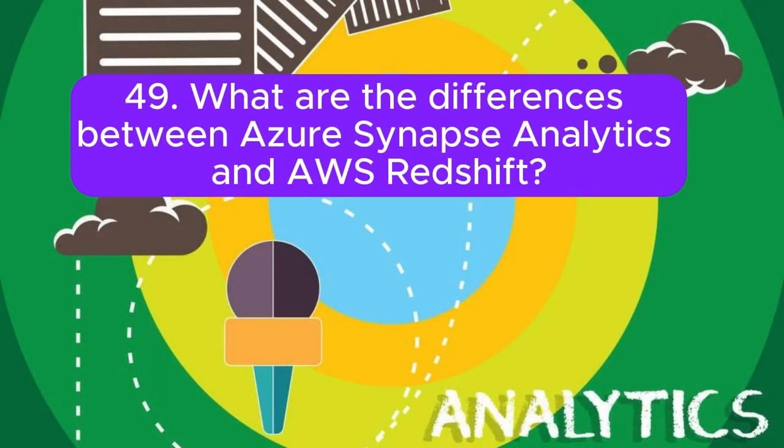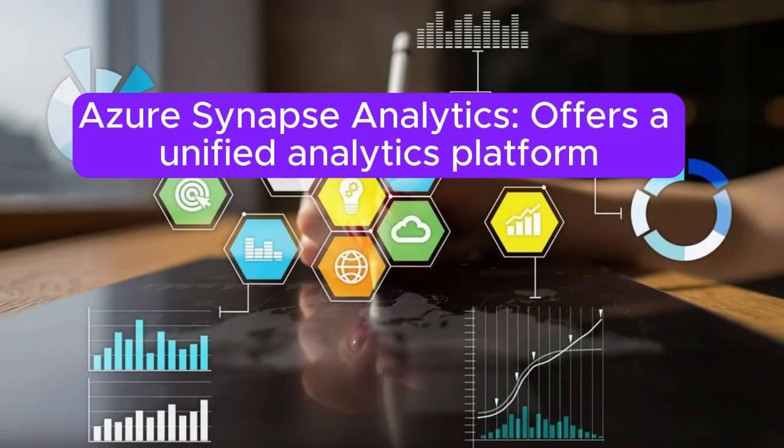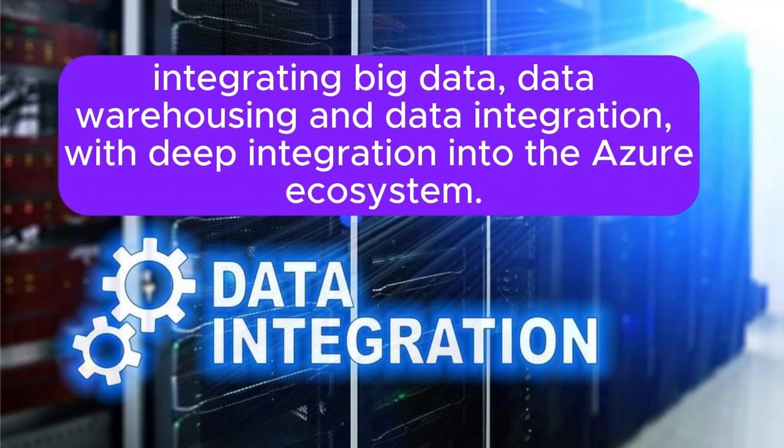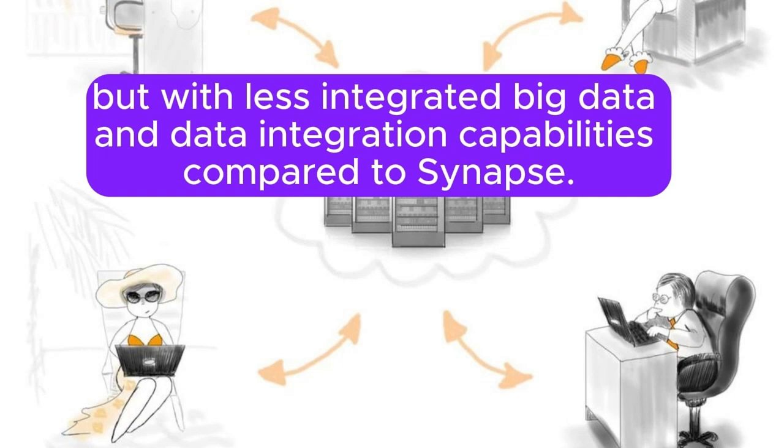49. What are the differences between Azure Synapse Analytics and AWS Redshift? Answer: Azure Synapse Analytics offers a unified analytics platform, integrating big data, data warehousing, and data integration, with deep integration into the Azure ecosystem. AWS Redshift is primarily a data warehousing solution with strong performance and scalability, but with less integrated big data and data integration capabilities compared to Synapse.